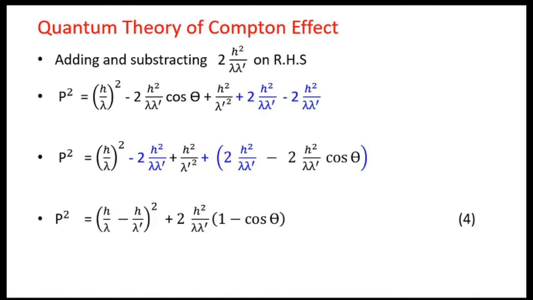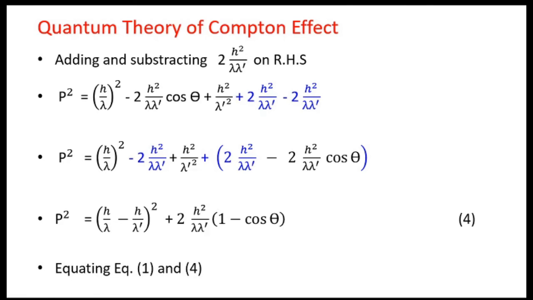If I rewrite this equation, I get p square is equal to (h upon lambda minus h upon lambda dash) whole square plus twice h square upon lambda lambda dash, into 1 minus cos of theta. Now, how did I get this term? Simply by using A minus B whole square is equal to A square minus twice AB plus B square. This whole term reduces to this bracket square, and by taking out the common terms, I get the second term.